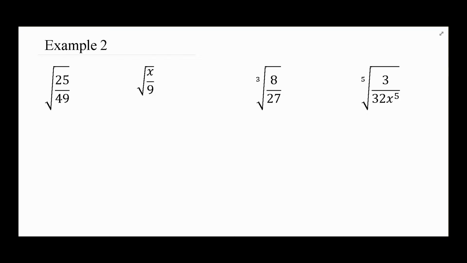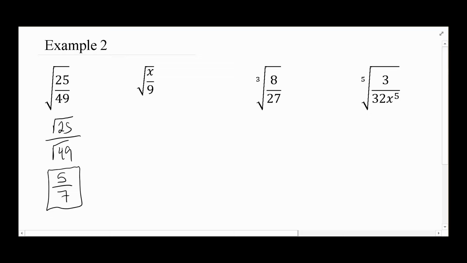Now, each of the problems in this example has a radical of a fraction, and directions on this would be something along the lines of use the quotient rule to simplify. And so the quotient rule tells us we can rewrite this as the square root of 25 over the square root of 49, which is simply 5 over 7. And we've really already taken square roots of fractions.